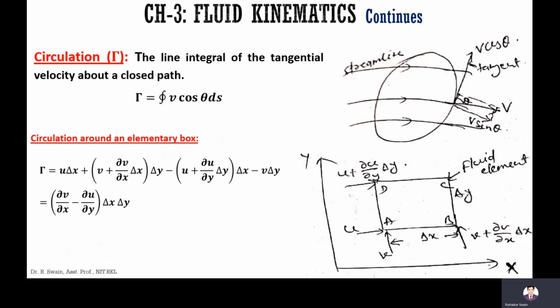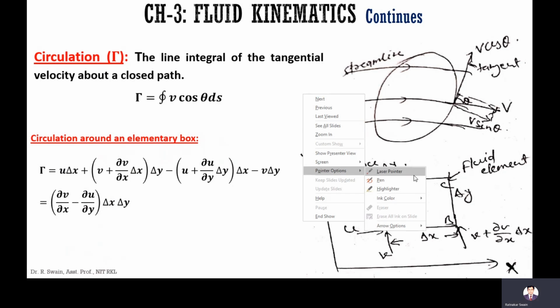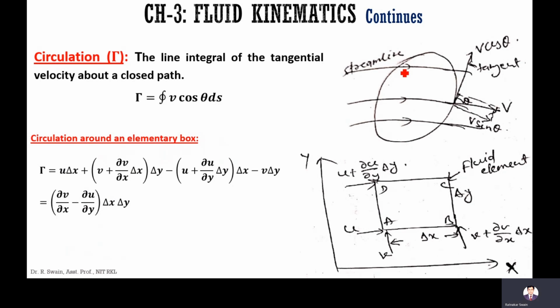In today's class, I'll start from circulation, circulation from the rotational flow. In rotational flow, the circulation is mathematically expressed as the line integral of the tangential velocity about a closed path. Here there is a rotational flow, and these are the streamlines.